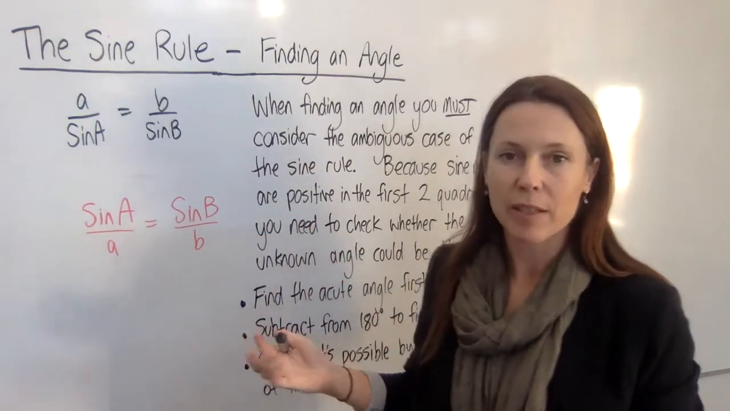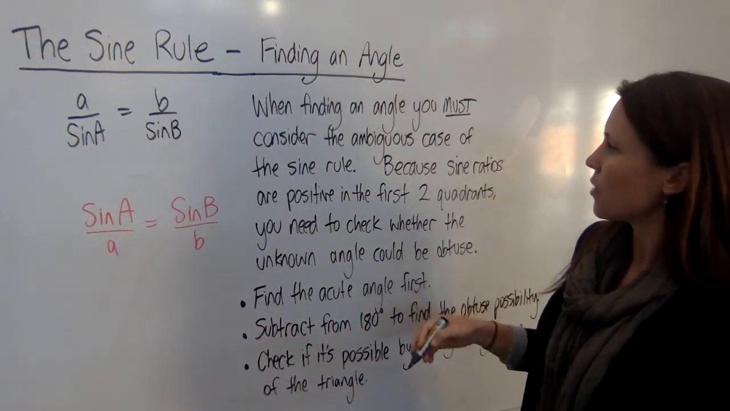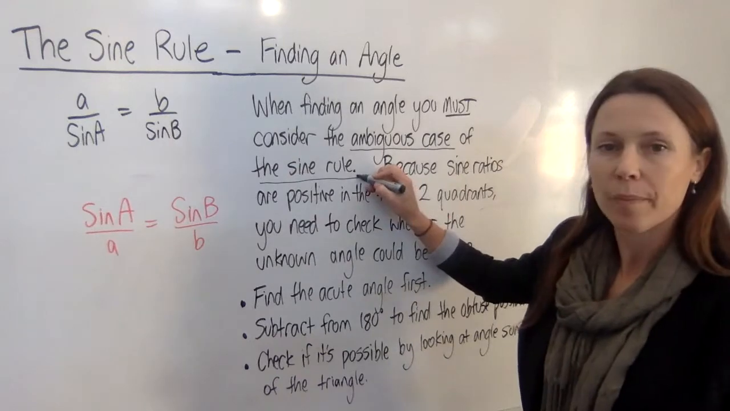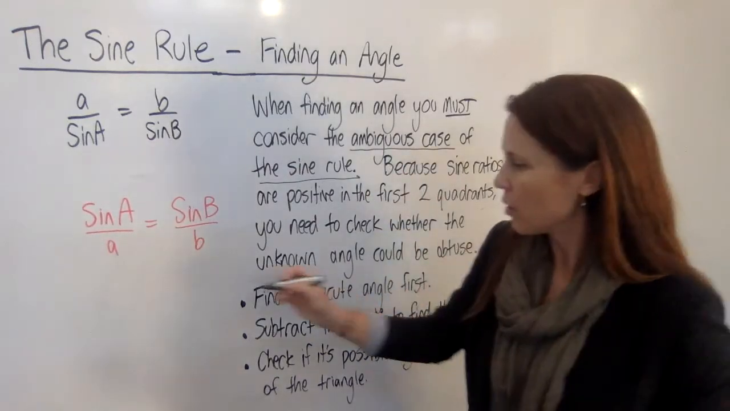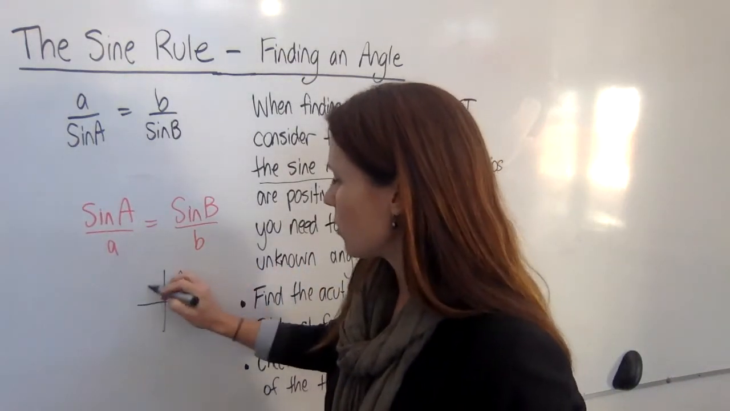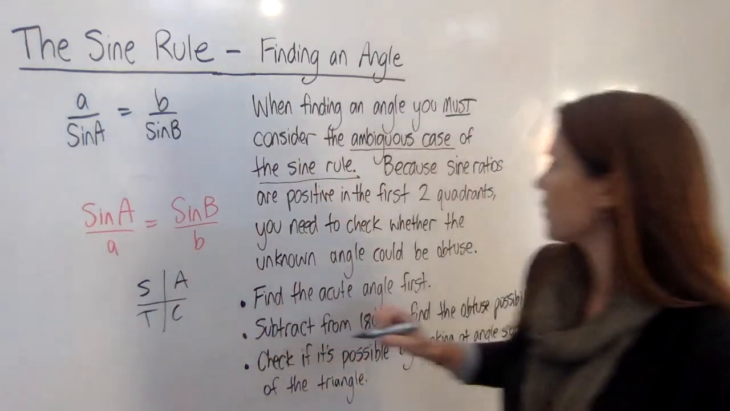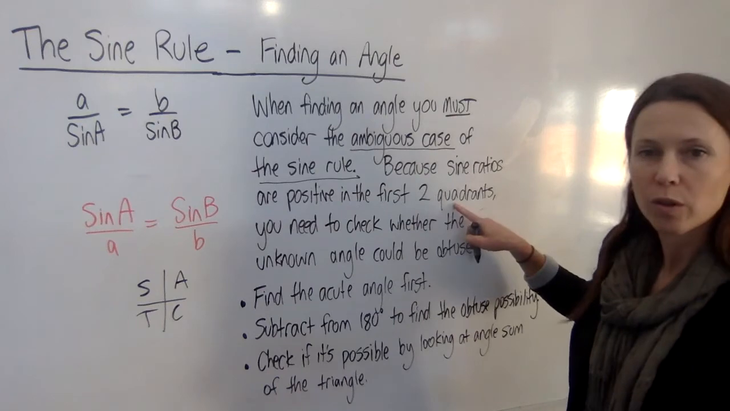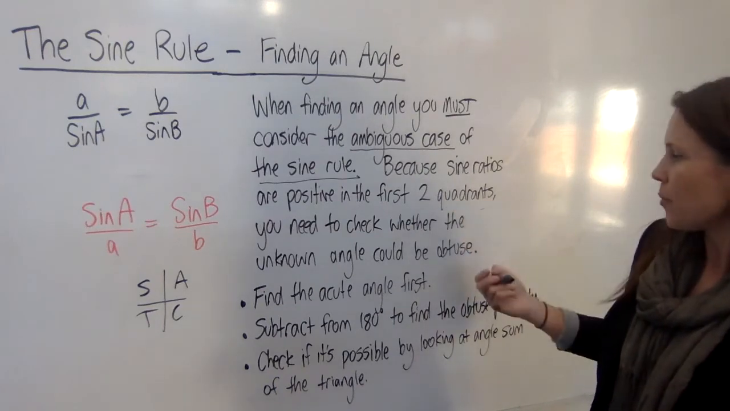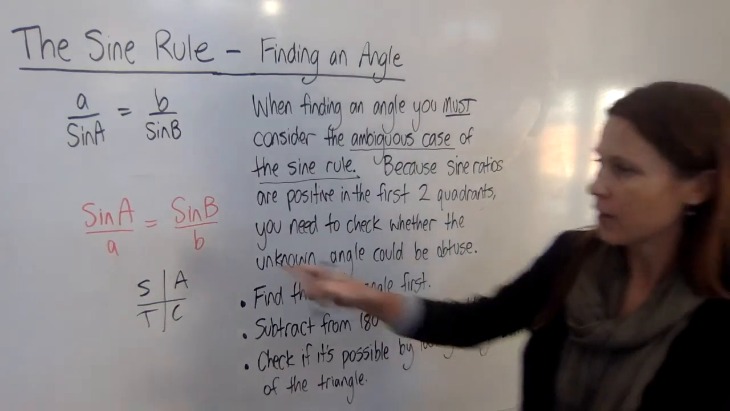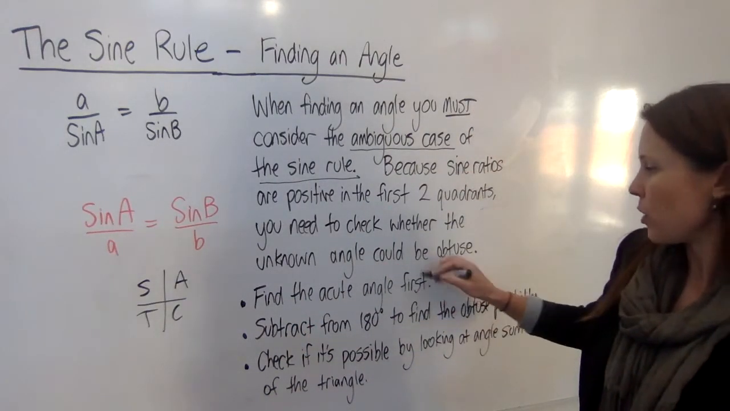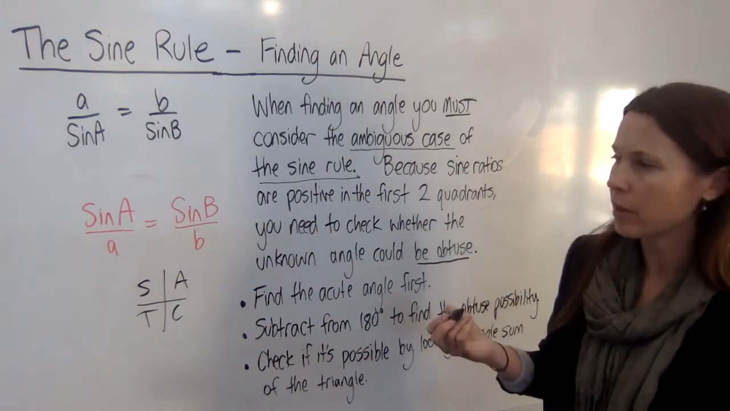Now there's something we have to consider. When you're finding an angle, you have to consider the ambiguous case of the sine rule. What does that mean? Well, think through when we learnt about all stations to central. We know that sine ratios are positive in the first two quadrants. So that means we need to check when we find an unknown angle, there's two things it could be. It could be acute, but it could actually be obtuse as well.